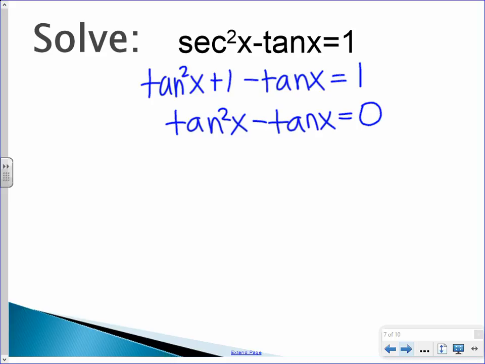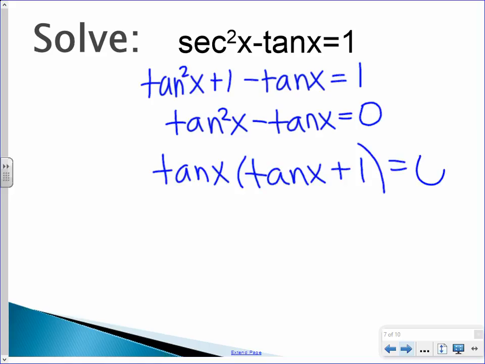All right, Jen, what can we do? Okay, so we have 2 terms, both have a tangent. So we can factor out the tangent, and then we are left with tangent x plus 1. Remember, we have to set equal to 0 in order to be able to factor. Now that we've factored, we can look at each factor equaling 0.